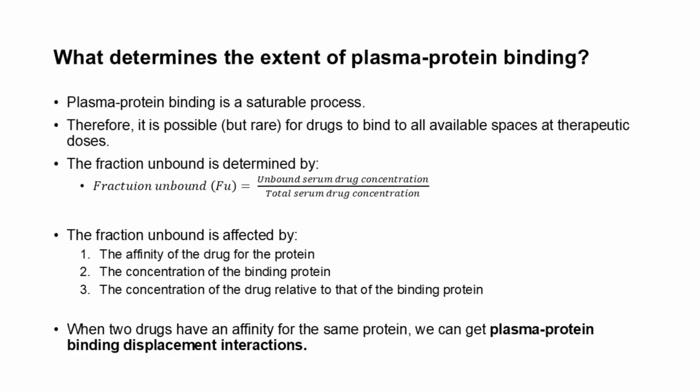The fraction unbound is calculated by dividing the unbound serum drug concentration by the total serum drug concentration. The fraction unbound is determined by 1. The affinity of the drug for the protein. 2. The concentration of the binding protein. 3. The concentration of the drug relative to that of the binding protein. If two drugs have an affinity for the same protein, we can get plasma protein binding displacement interactions.